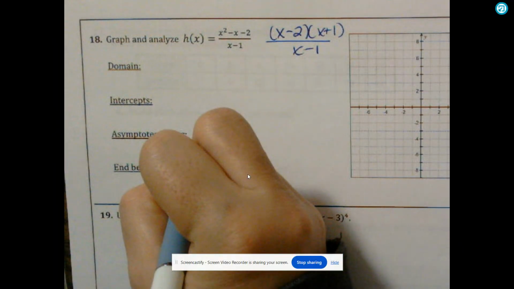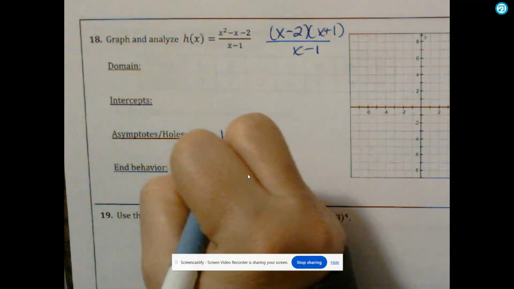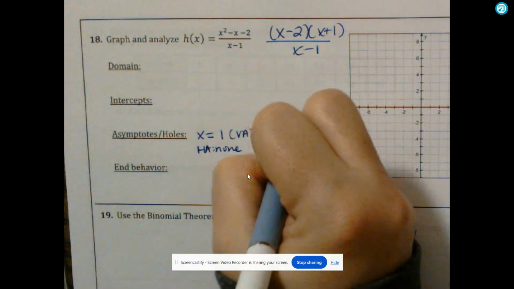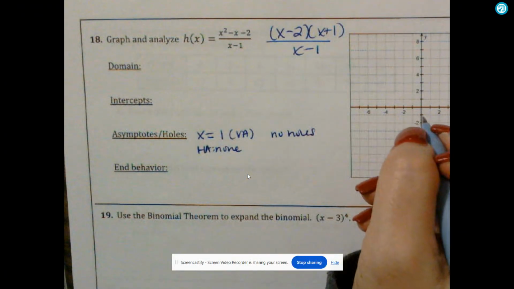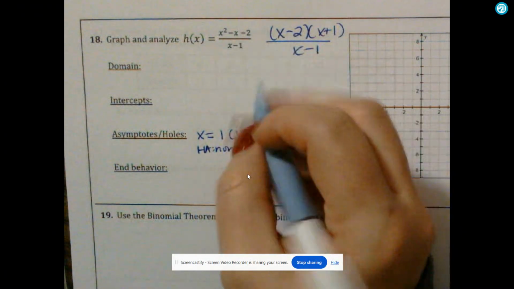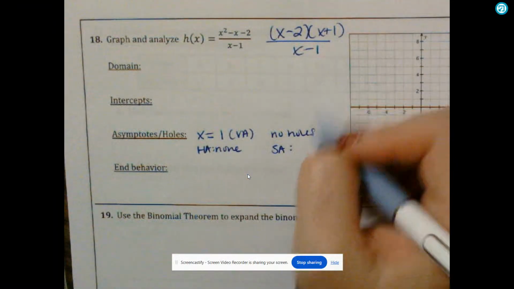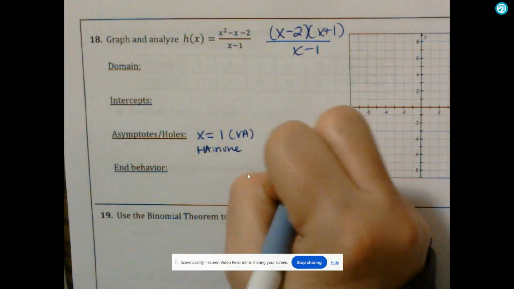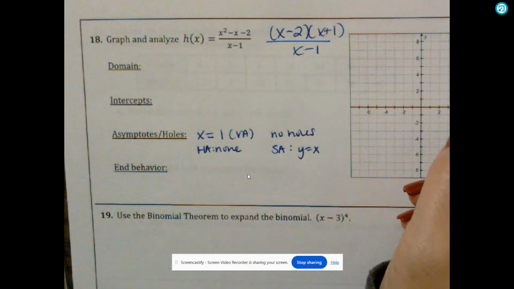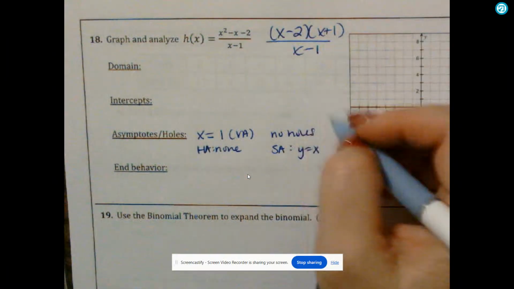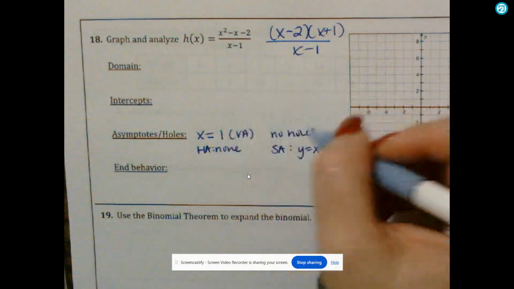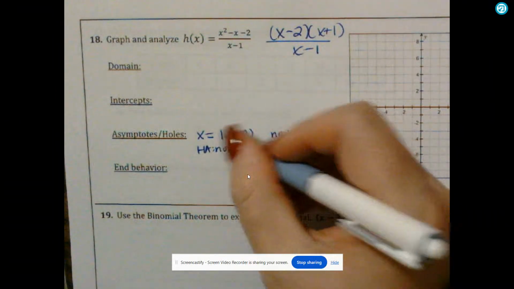Bottom means no horizontal. No holes. And the top is exactly one more than the bottom, so we do have a slant asymptote. If you did the long division on that, you would end up with a slant asymptote at y equals x. If that's the situation, we only have one value with no hole, and that impacts our domain. So our domain is going to be from negative infinity up to 1 and 1 to infinity.